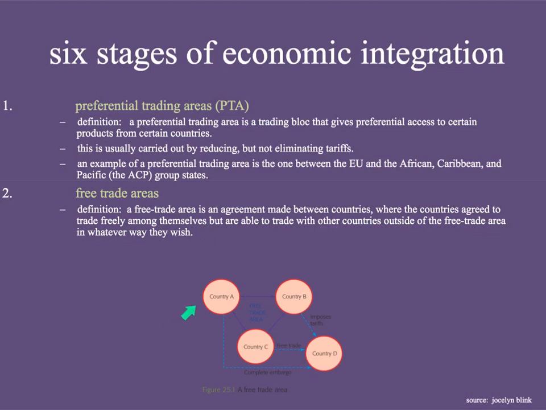So if you take a look here, country A, country B, country C, this triangle here, right, is the free trade area. And that allows, in the case of NAFTA, the United States, Mexico, and Canada to trade freely amongst themselves. Beautiful. That doesn't prohibit them from trading with someone else, right? And so country A, say it's the United States, can have a complete embargo against country D. Country C could decide to have free trade with country D, and country B could sort of be in the middle and impose tariffs.